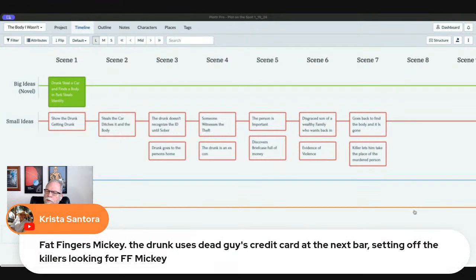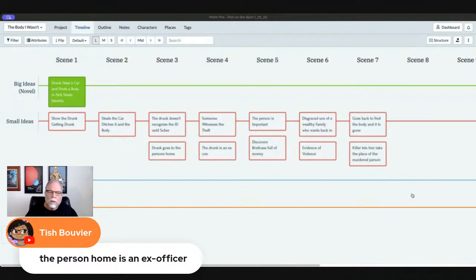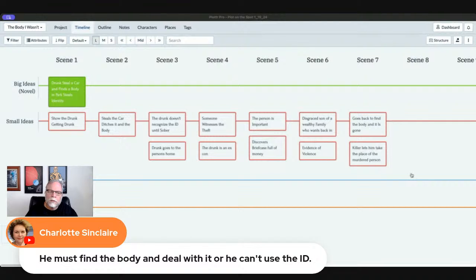The person's home is an ex-officer. Oh man, the person's an ex-officer. Find the body or can't deal with the ID. That's interesting too. Let's just say the murdered is an ex-cop. Now that one would probably change the tone of a lot of these other ideas, right? If we had an ex-officer, it'd be harder to do that.